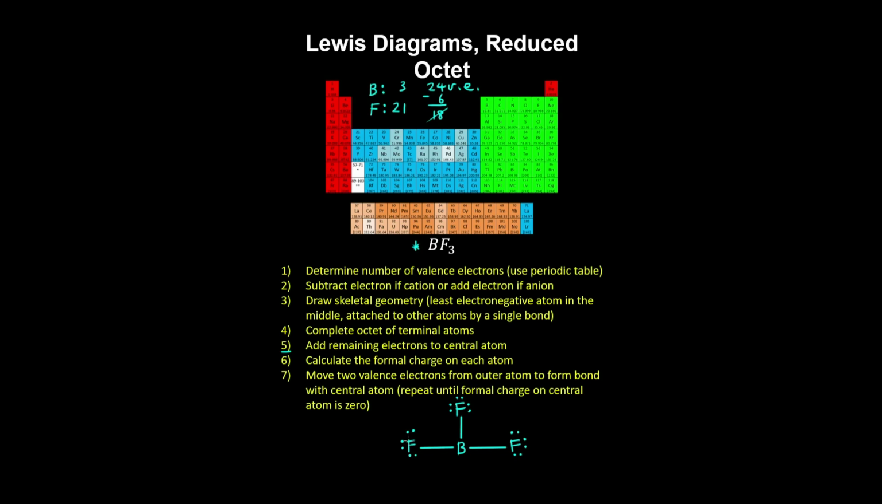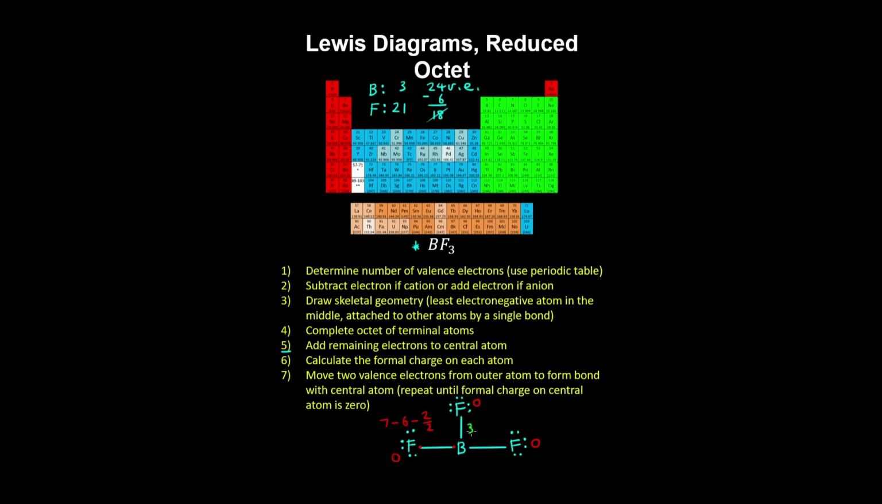Now calculating the formal charge of the fluorine, where the electrons in each bond are assumed to be shared equally between the atoms. So fluorine has 7 valence electrons, minus the free electrons, minus the number of bonded electrons on 2. So each fluorine has a formal charge of 0.